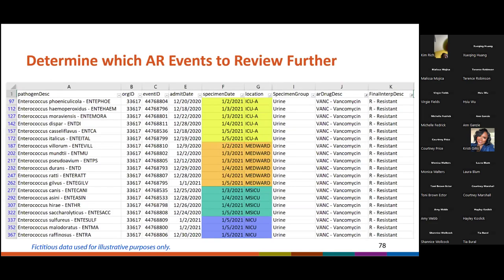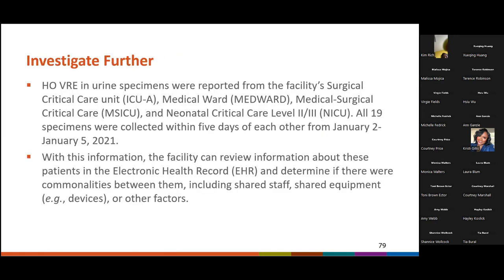In the export, I further filtered to all enterococcus isolates that were resistant to vancomycin. I took a look at the specimen collection dates and the locations within the hospital where the specimens were collected. Hospital onset VRE in urine specimens were reported from the facility's surgical critical care unit, which is ICU-A, the medical ward, which is med ward, medical surgical critical care, MCICU, and neonatal critical care level 2-3, the NICU. All 19 specimens were collected within 5 days of each other from January 2nd through January 5th, 2021.